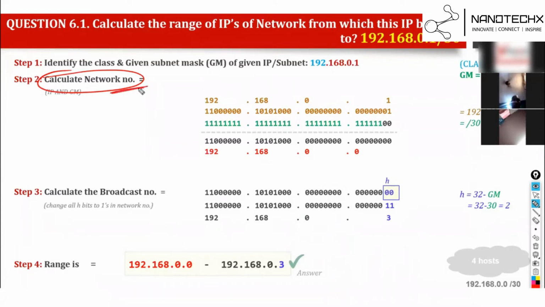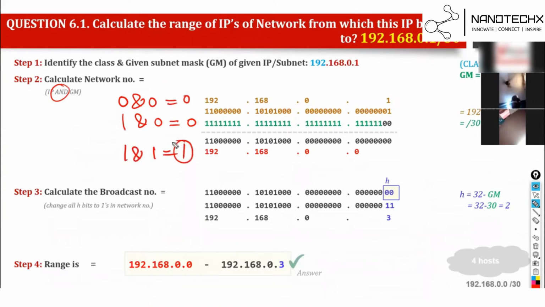I'll explain. So calculate the network number, right? How do we calculate? Very simple. It is also written here with the steps. We just have to do the AND operation of the IP address and the given subnet mask. You already know what the AND operation is. If we AND 1 and 0, the answer is 0. It is just multiplication. If you do 0 and 0, the answer is 0. If you do 1 and 1, the answer is 1. So AND operation means multiplication operation, right?